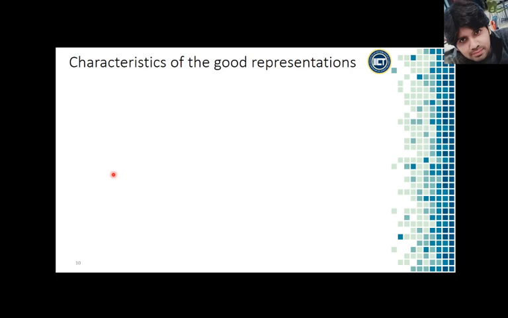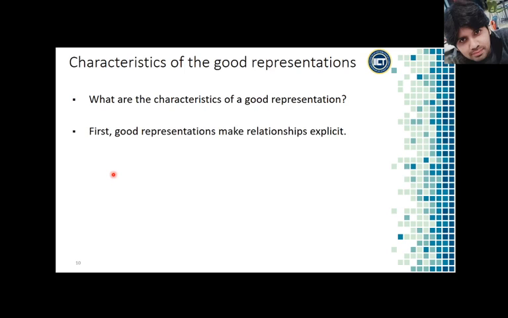Now let's see the characteristics of a good representation. What are the characteristics of a good representation? That's the first question that would arise in your mind. So the first is that good representations make relationships explicit. Laying things out like the one we saw in the previous slide makes it easy to tell that there are more sheep than wolves. Now the second is good representations bring objects and relationships together.